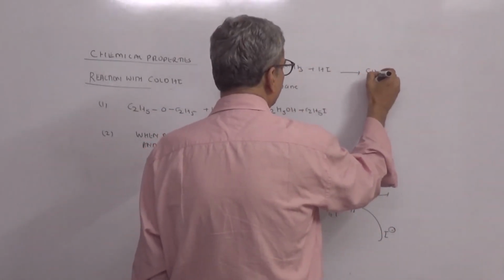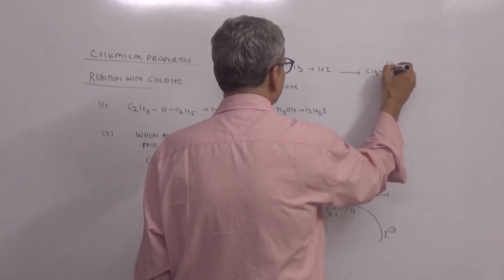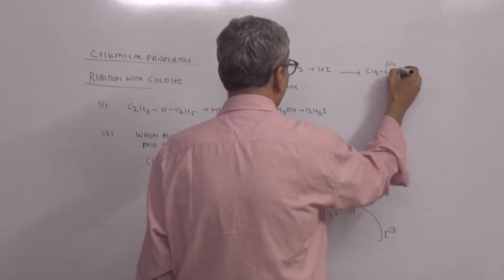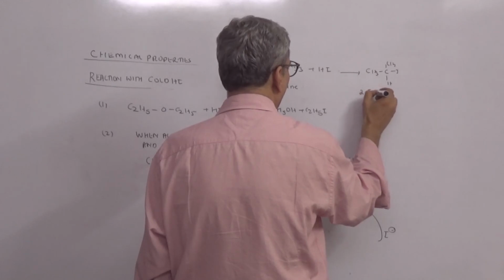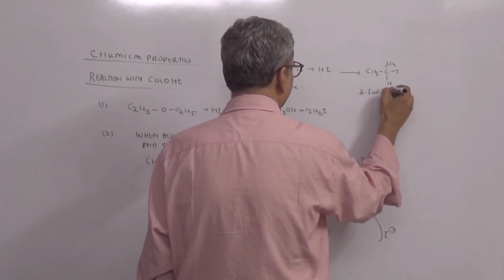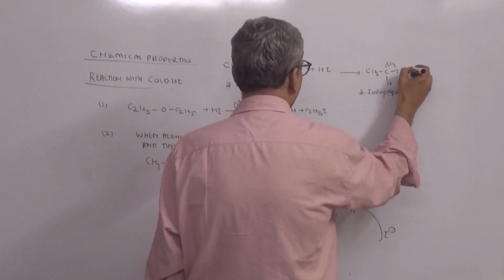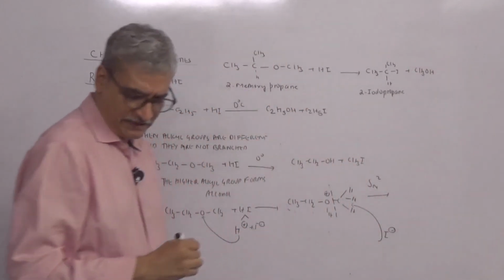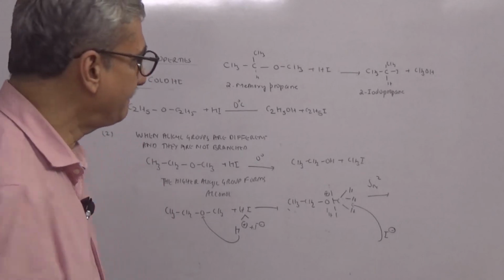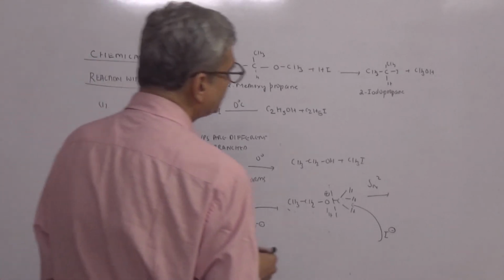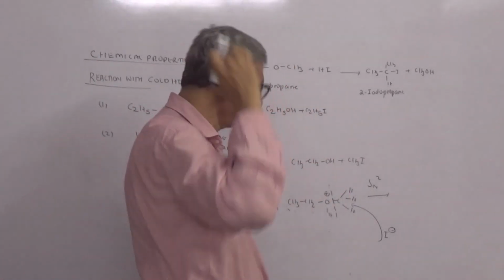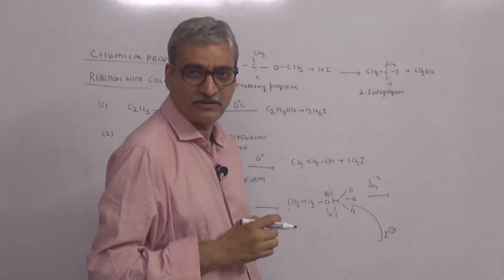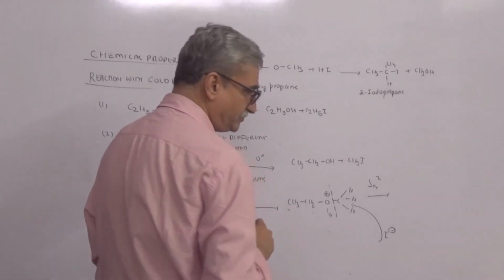So you get (CH3)2CHI, that is 2-iodopropane, and methyl alcohol. Is this point clear? अभी इसमें क्या होएगा? Listen carefully. 2-iodopropane and methyl alcohol. Now why is it so?